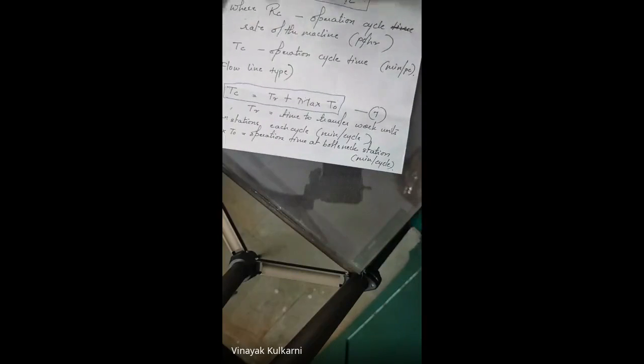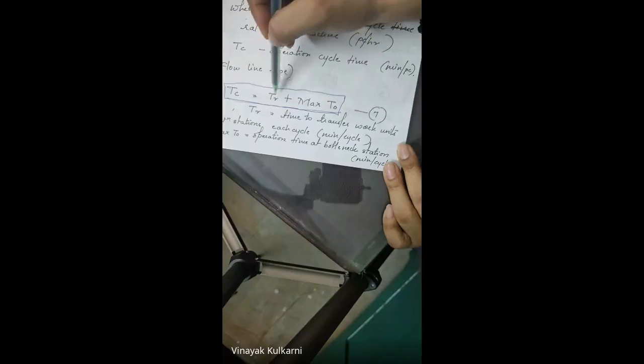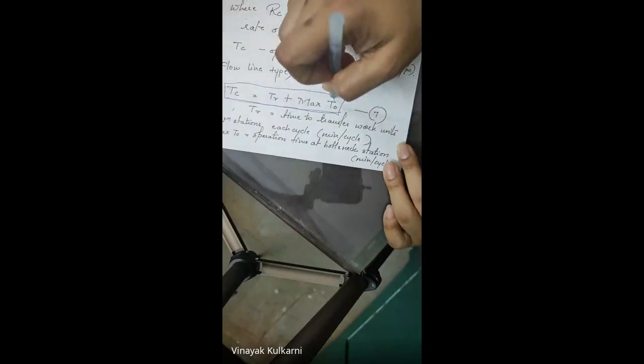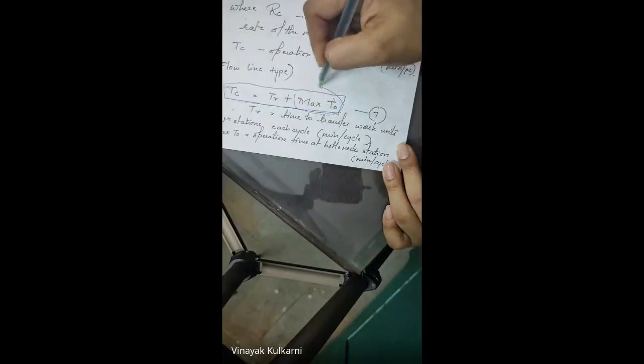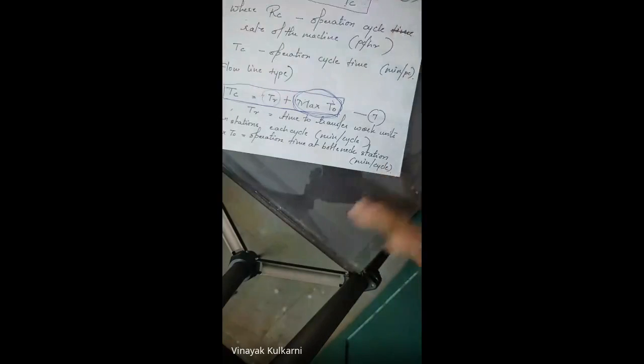Okay, so please note down these points with respect to mass production, that is, the flow line type of production. First, you write down the equation to get TC. TC is given by TR plus max of T naught. Here, this max of T naught indicates the time at the bottleneck station. And TR is the time used to transfer the work parts from one station to the other station.